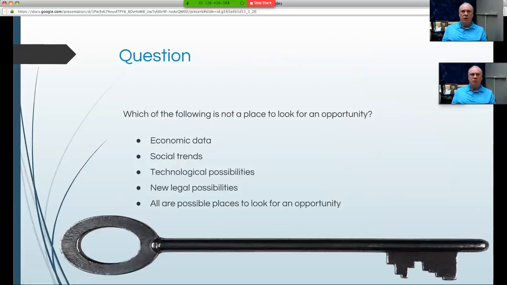Question: which of the following is not a place to look for an opportunity? First, economic data. Second, social trends. Third, technological possibilities. Fourth, new legal possibilities. Or all are possible places to look for an opportunity.